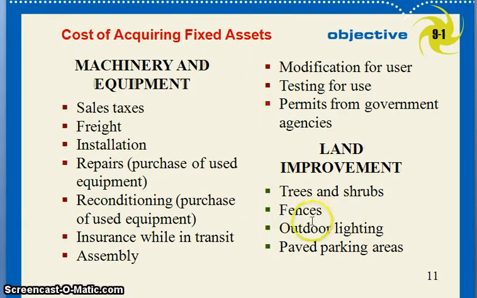You know, a fence doesn't last forever. That's a depreciable item. Over time, it's going to lose its value. Any outdoor lighting, that's depreciable. And any paved parking areas, over time, they lose their value. All right, so all those things qualify under land improvement, which is a depreciable category.